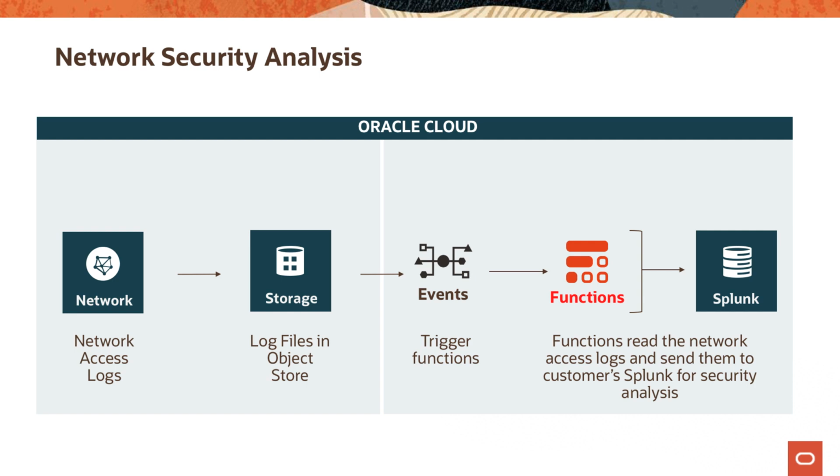You can do network security analysis kinds of use cases. In this case, you have your network access logs in an object store bucket. When data is put in there, that can trigger a function. This function can now take the logs in the object storage bucket and then process them or send them to an analysis tool.